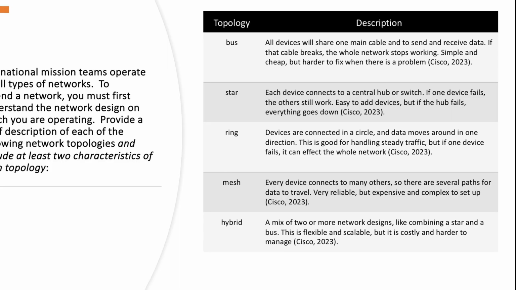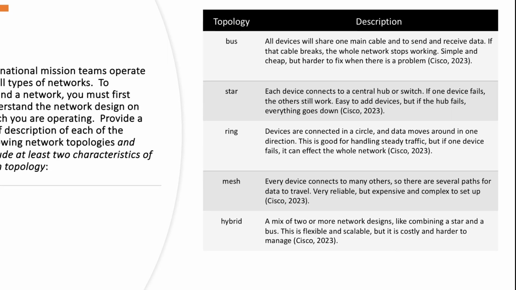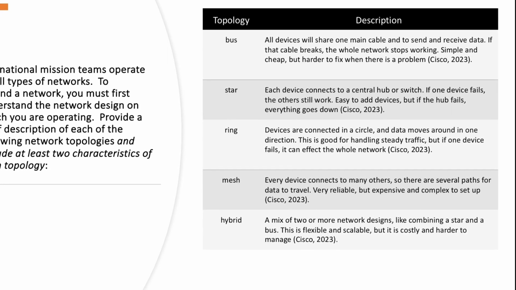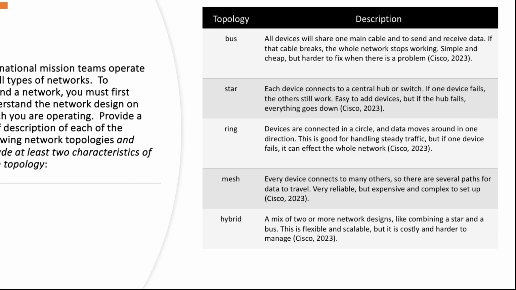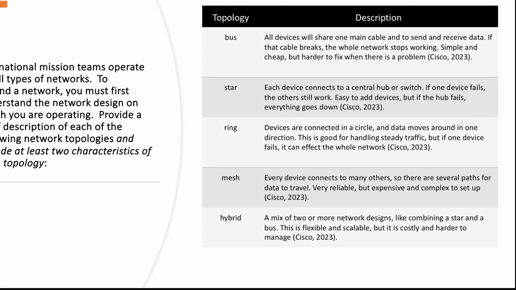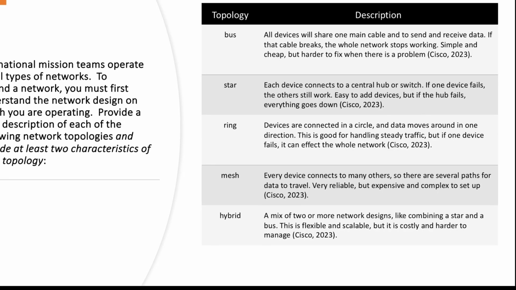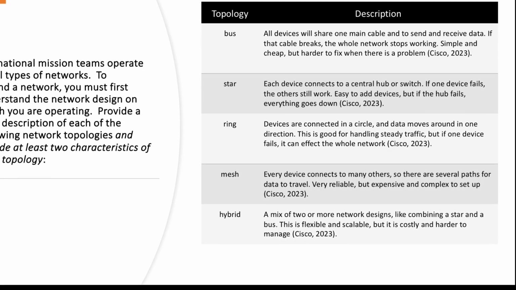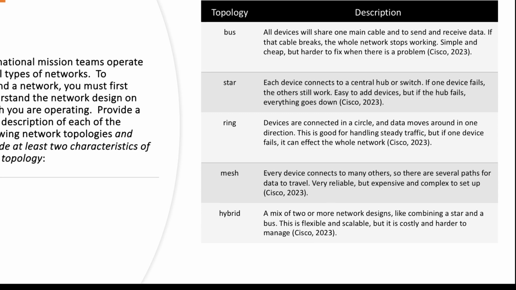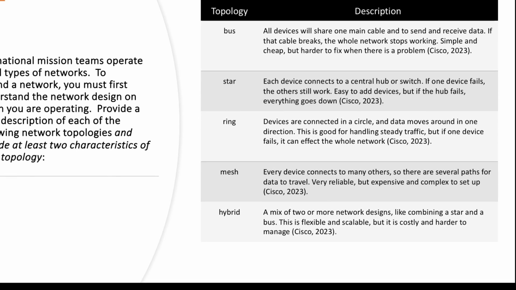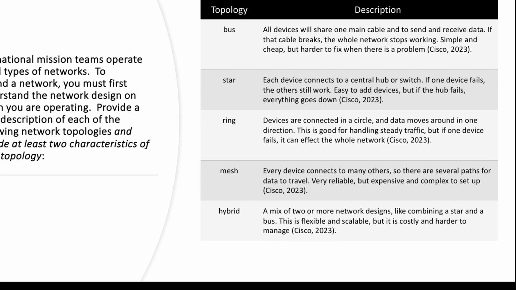With mesh topology, the devices connect to many other devices. It's reliable with multiple paths, but it's expensive and can be very difficult to install. And with a hybrid topology, this will combine two or more topologies like a star and a bus. And this is flexible and scalable, but it's harder to manage.